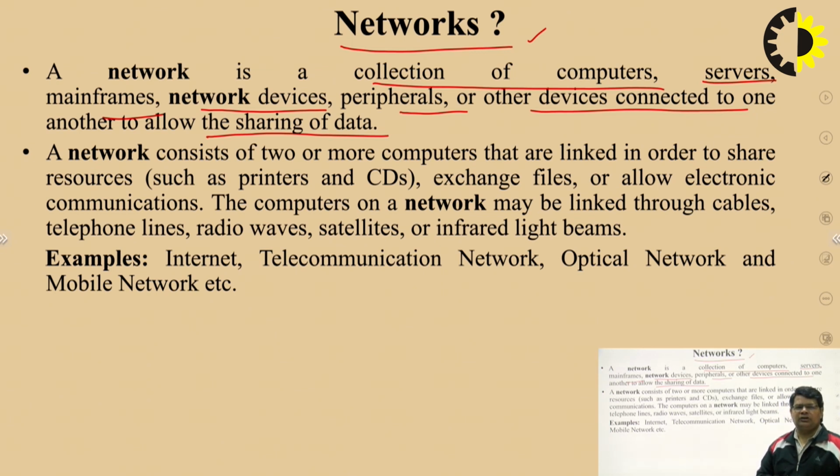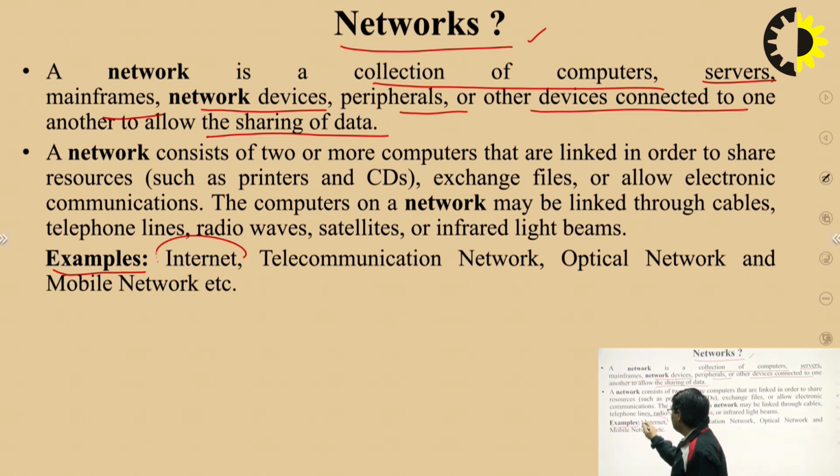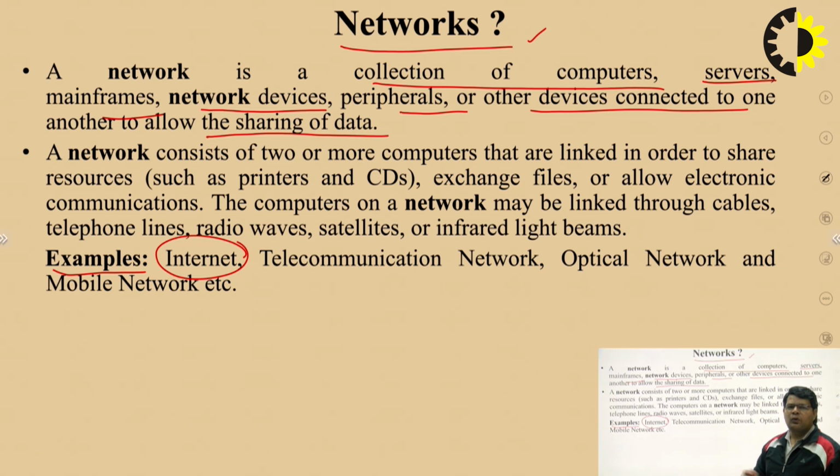Examples of network, or popular examples of network, can be, for example, the internet. It is the global network, a combination of all different types of networks. Then we have the telecommunication network for landline telephone. This is another example of network.